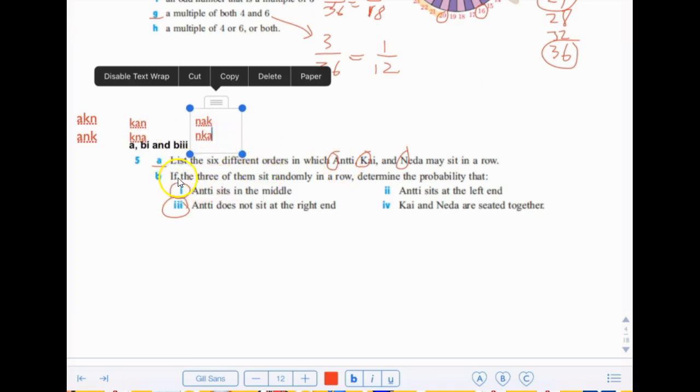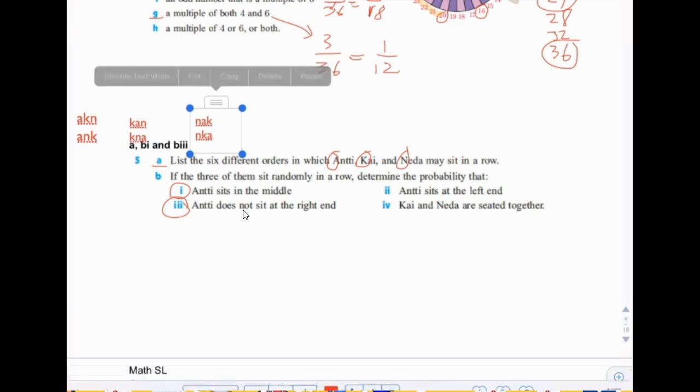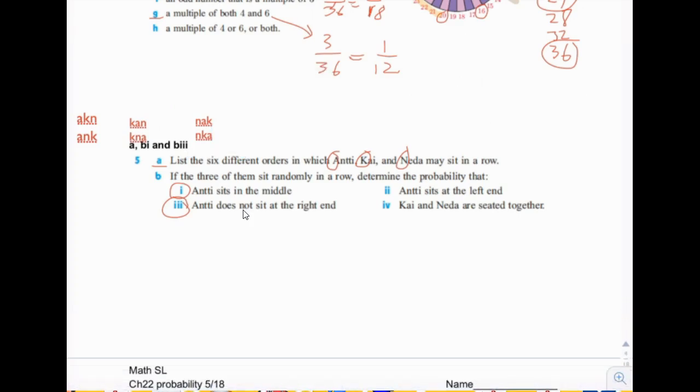Now I go to B1. If the 3 of them sit randomly in a row, determine the probability that Annie sits in the middle. So let's see, not here, there's 1, and there's 1. So there's 2 possibilities that Annie sits in the middle. I don't know if I'm saying that right. Sorry, Annie. So that would be 2 out of 6, also known as 1/3.